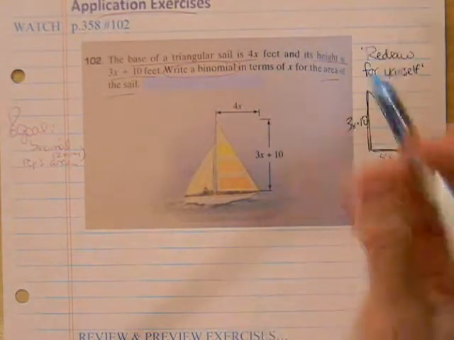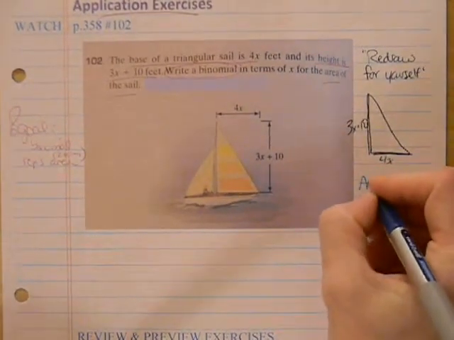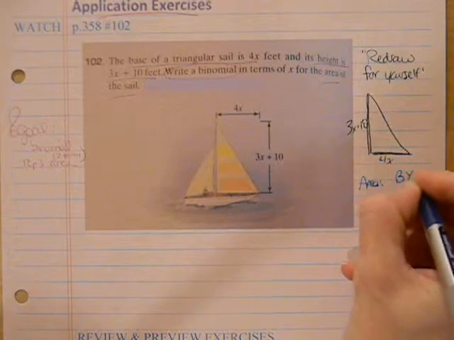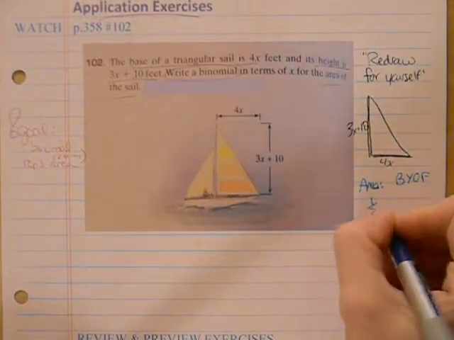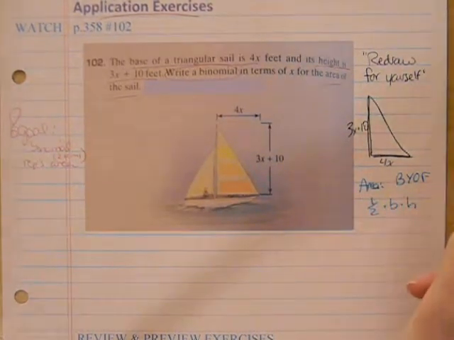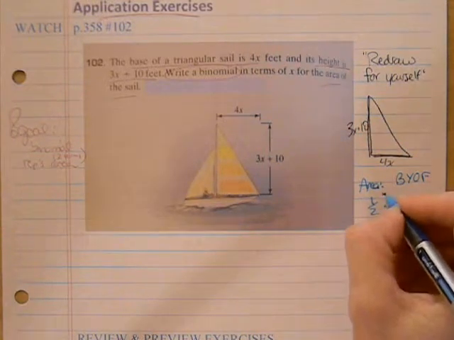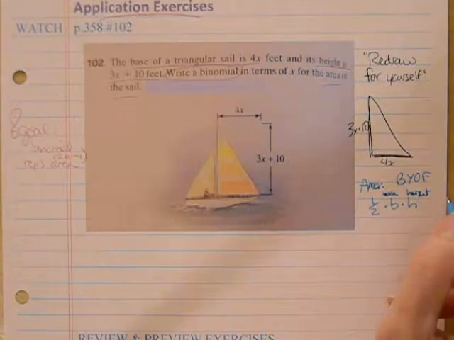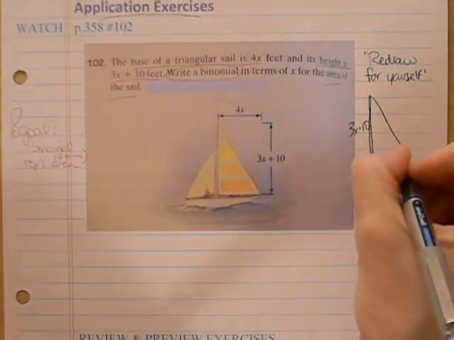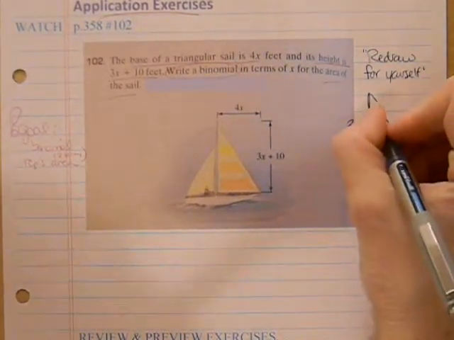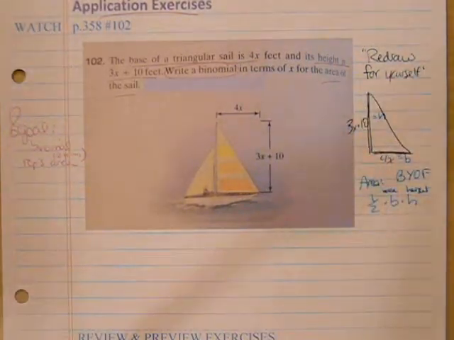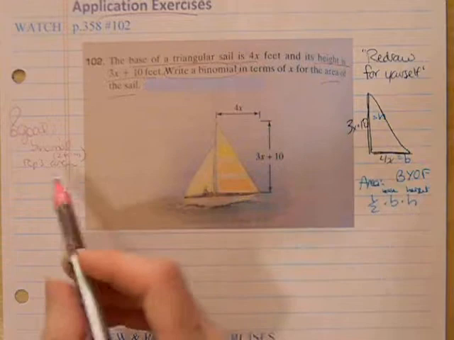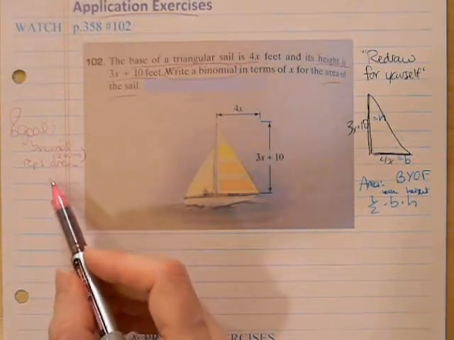From there, it's time to bring our own formula. In this case, it's the formula for the area of a triangle. That's 1/2 times base times height. In this case, 4x is going to be our base, and 3x plus 10 is going to be our height. And now our goal is to write a binomial in terms of the area.